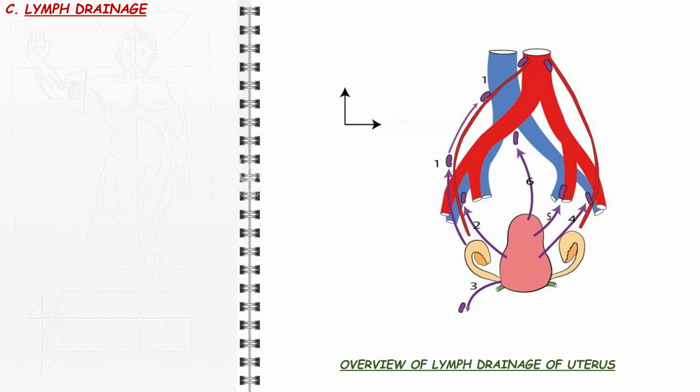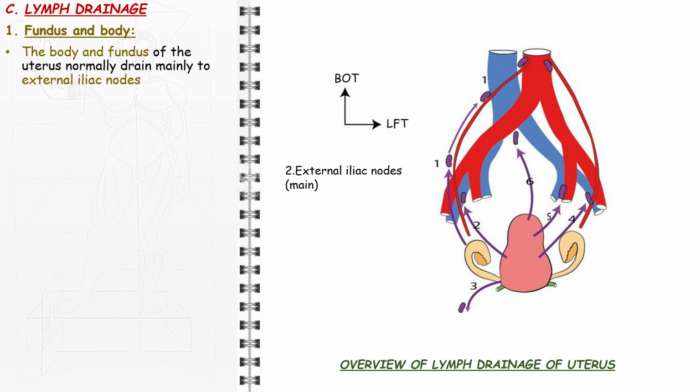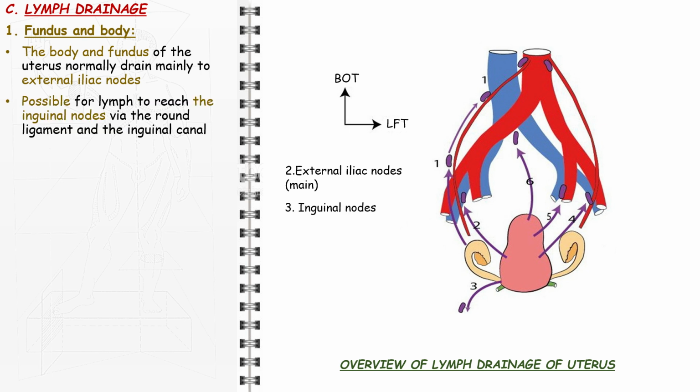The body and fundus of the uterus normally drain mainly to external iliac nodes, but it is also possible for lymph to reach the inguinal nodes via the round ligament and the inguinal canal. There is only scanty lymphatic drainage along the tube and ovarian vessels to aortic nodes.